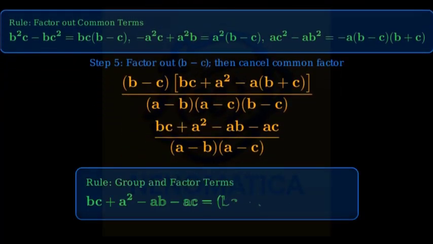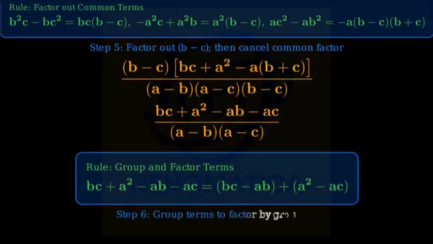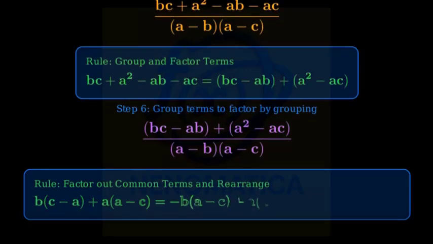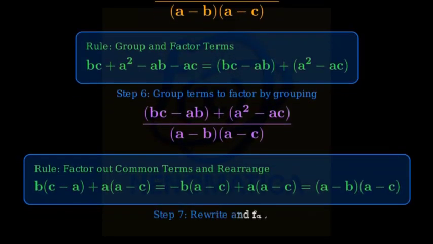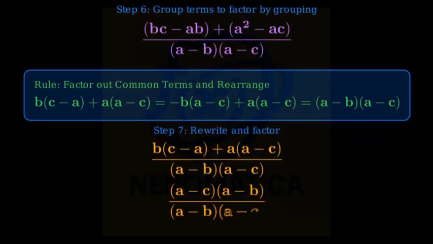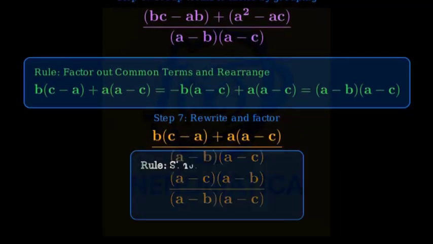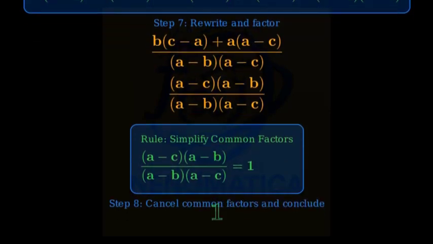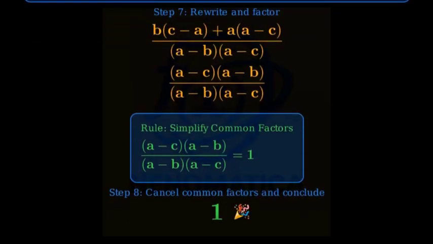Step 6. Group terms to prepare for a final factorization. Step 7. Factor each group. Note that c minus a equals -1 times a minus c. This reveals a common factor of a minus c, producing the product a minus c times a minus b. Step 8. Cancel the common factors a minus c and a minus b in numerator and denominator to get 1.